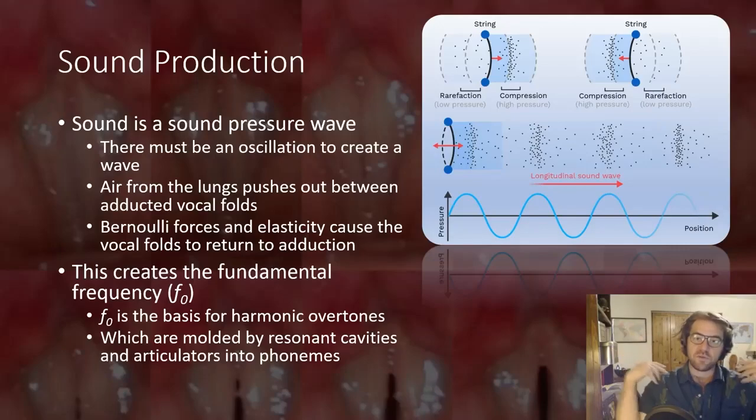Usually, if you're breathing, your vocal folds are abducted, away from each other. But if you're speaking or singing or yelling, your vocal folds are adducted, which means they're together. So the air is going to come out between those adducted vocal folds, and it's going to push the vocal folds apart. And then you've got Bernoulli forces and elasticity of the vocal folds that are going to pull the vocal folds back together. Then the air pushes them apart again, then they come back together. And what you get is this oscillation, little tiny puffs of air that sets up an oscillation in the larynx.